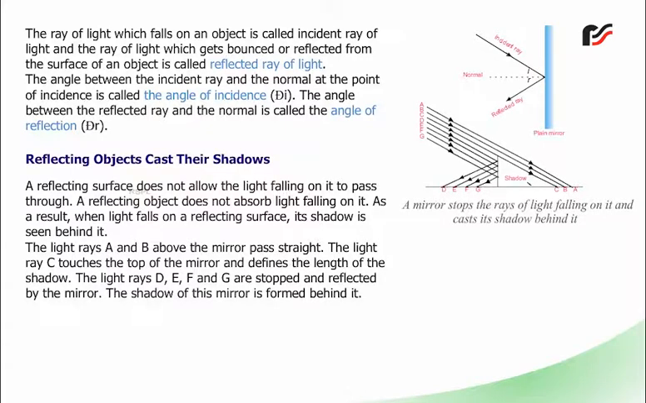Reflecting objects cast their shadows. A reflecting surface does not allow the light falling on it to pass through. A reflecting object does not absorb light falling on it. As a result, when light falls on a reflecting surface, its shadow is seen behind it.